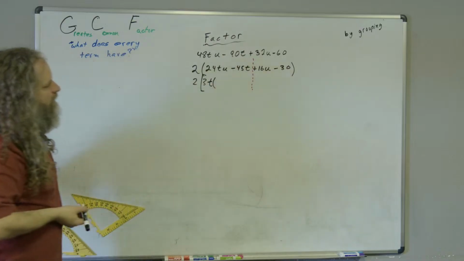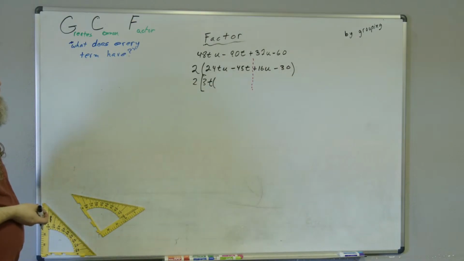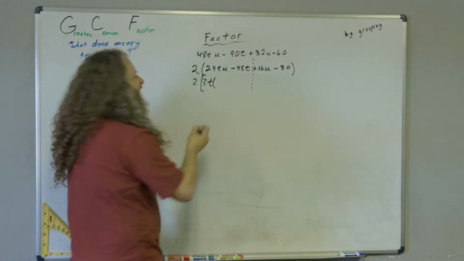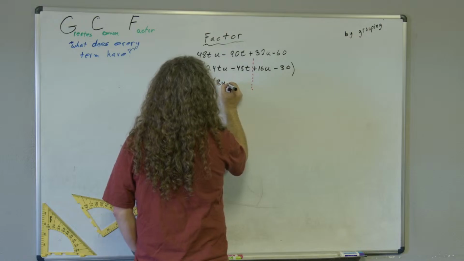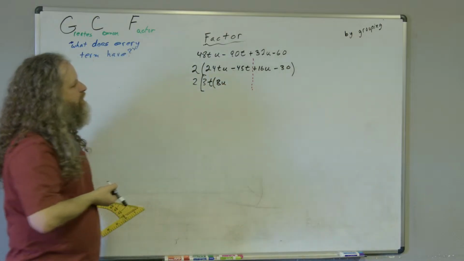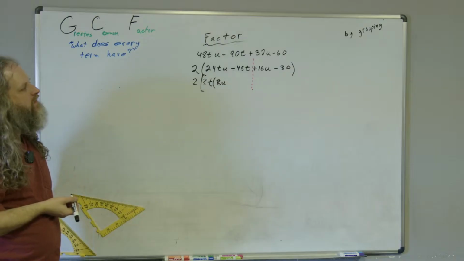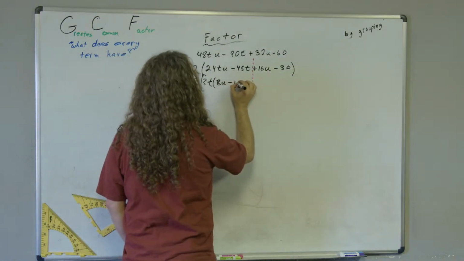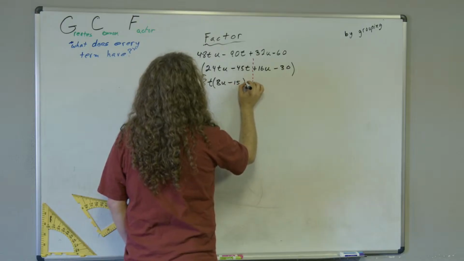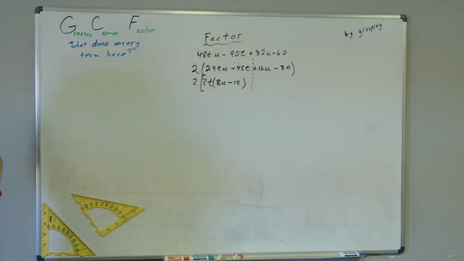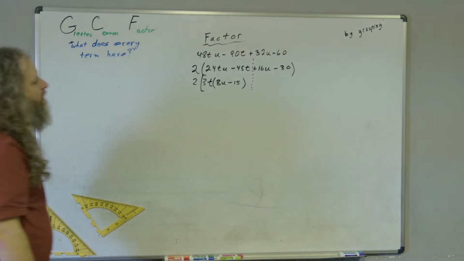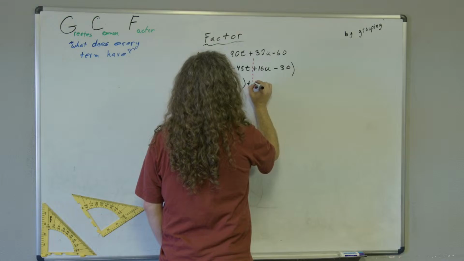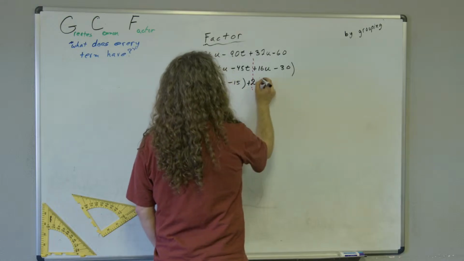When we take a 3T out of the first one, what's left? 8U. When we take a 3T out of the second one, what's left? Negative 15T. Except that's a lie. Negative 15. We took the T out. All right, what's in common on the second one? 3. Definitely not 2.